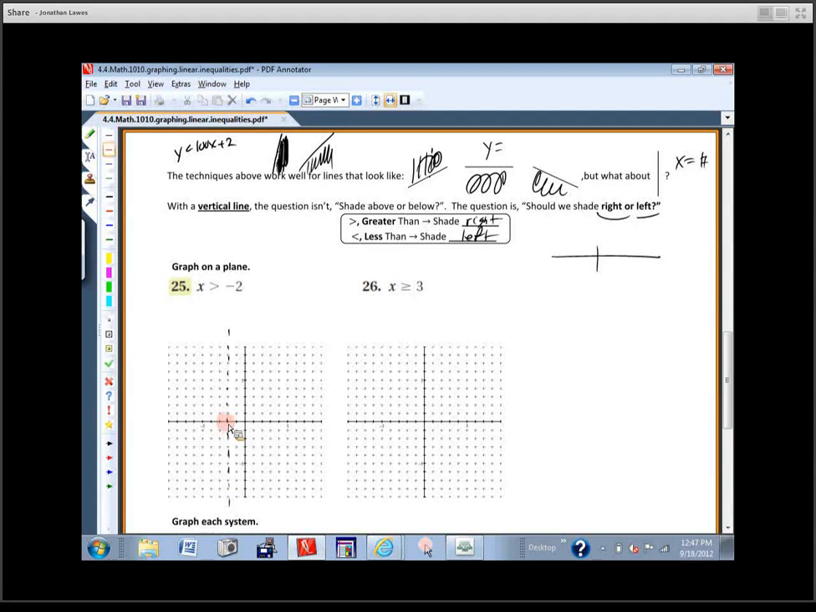Going to be dotted because it's a strict inequality. I put my pencil on the line, and because it's straight up and down, I'm not going up or down, I'm going left or right. And this is a greater than, so I go to the right. That means I'm going to be shading this side right here.